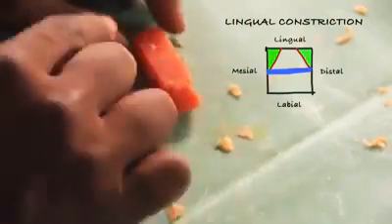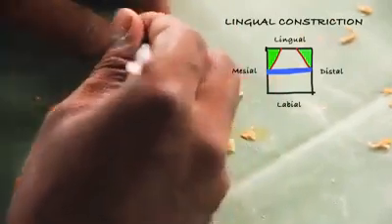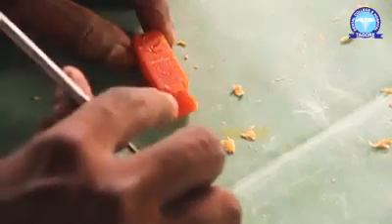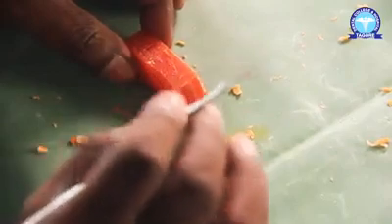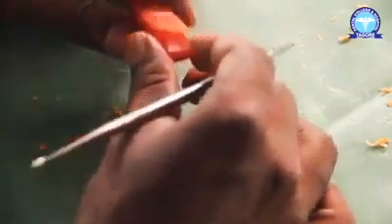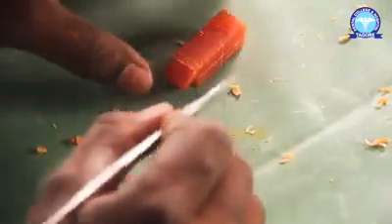As you can see, this is the palatal side. The palatal side is smaller when compared to the labial side. So we have almost finished the carving. The next step is to carve the mesial side and the distal side.